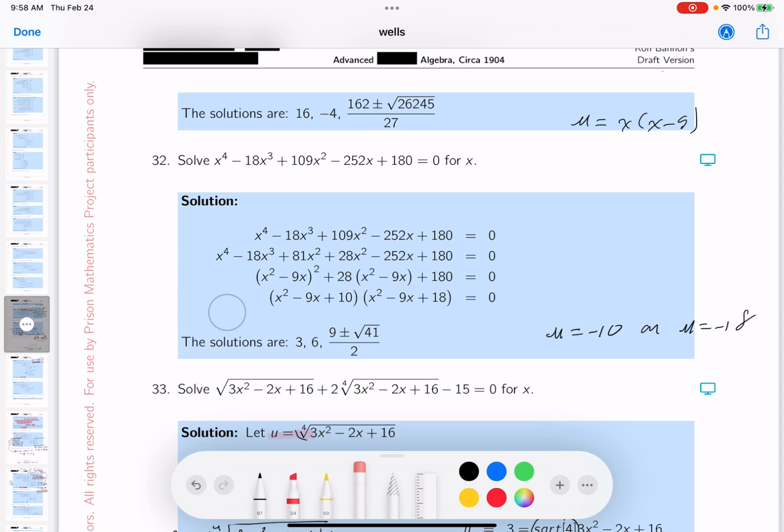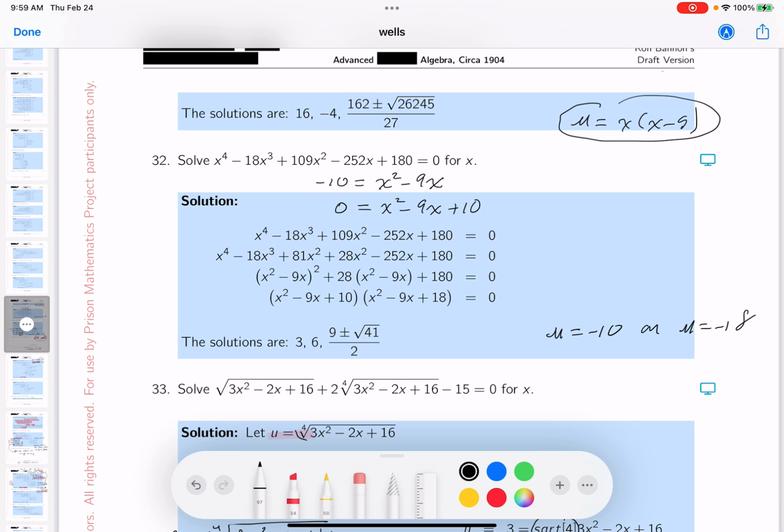All the distractions are gone now. My goal is to get x, though. So what do you have to do, which may seem very strange? I have to solve for x by substituting u into this equation over here. Let's write that down. Minus 10 equals x squared minus 9x. This would give me x squared minus 9x plus 10 equals 0.